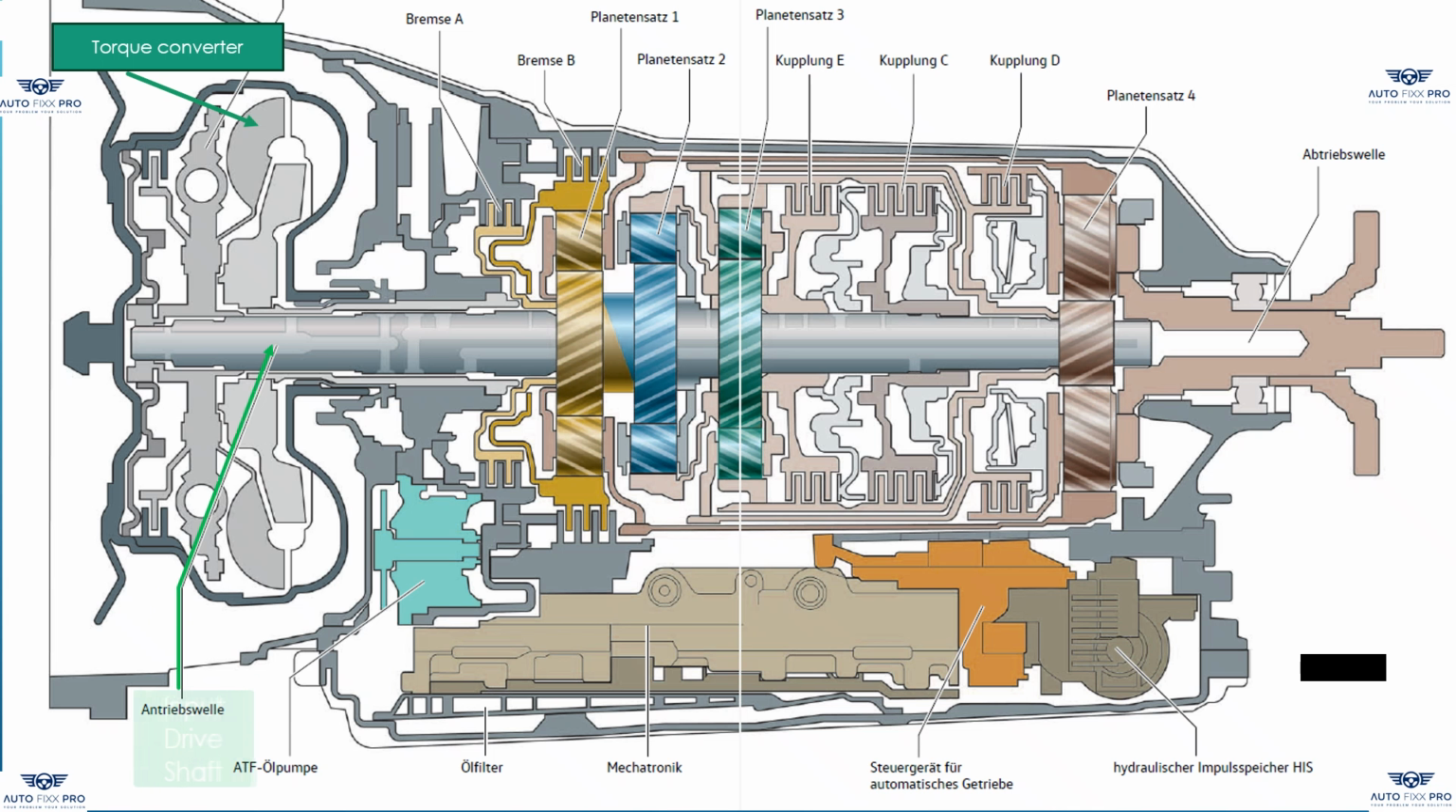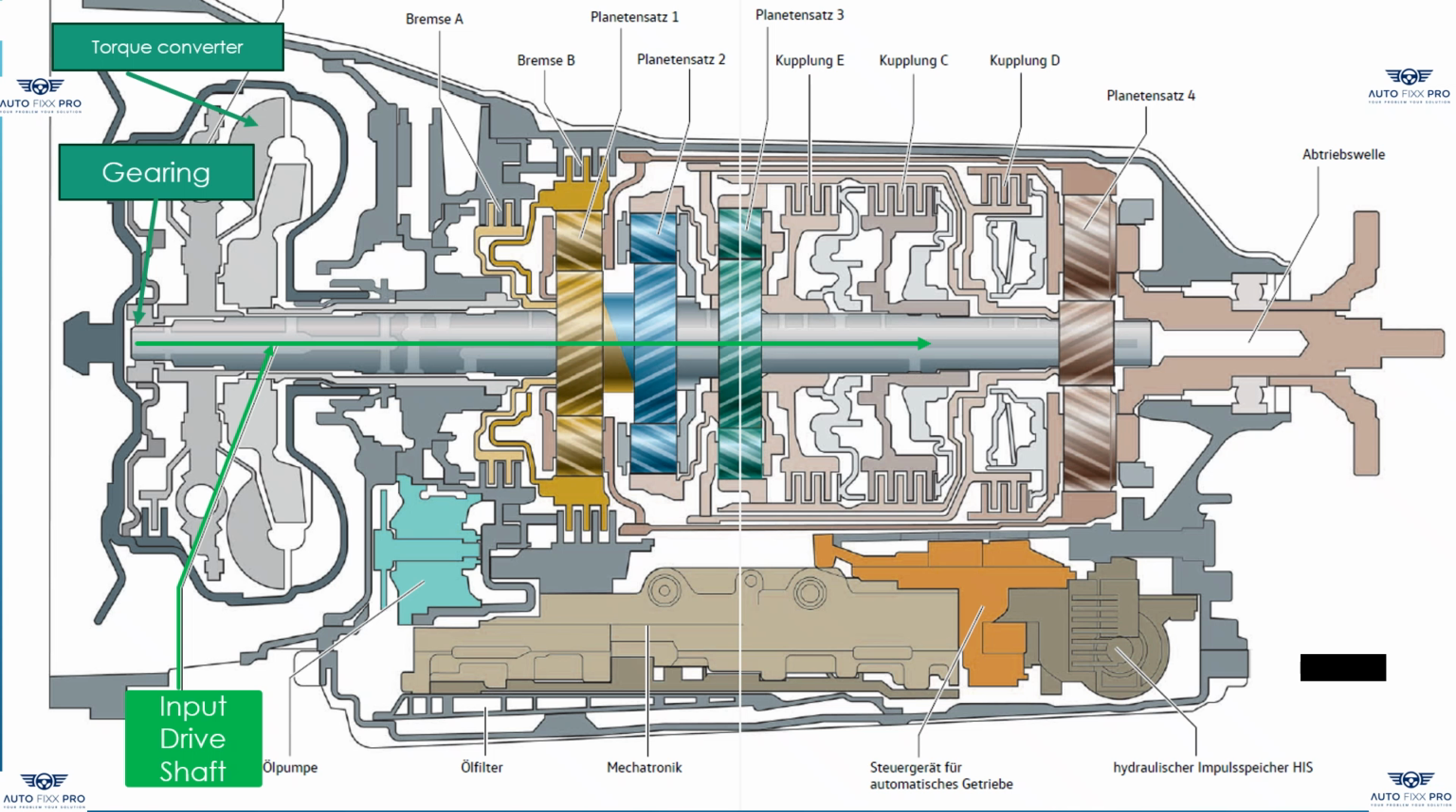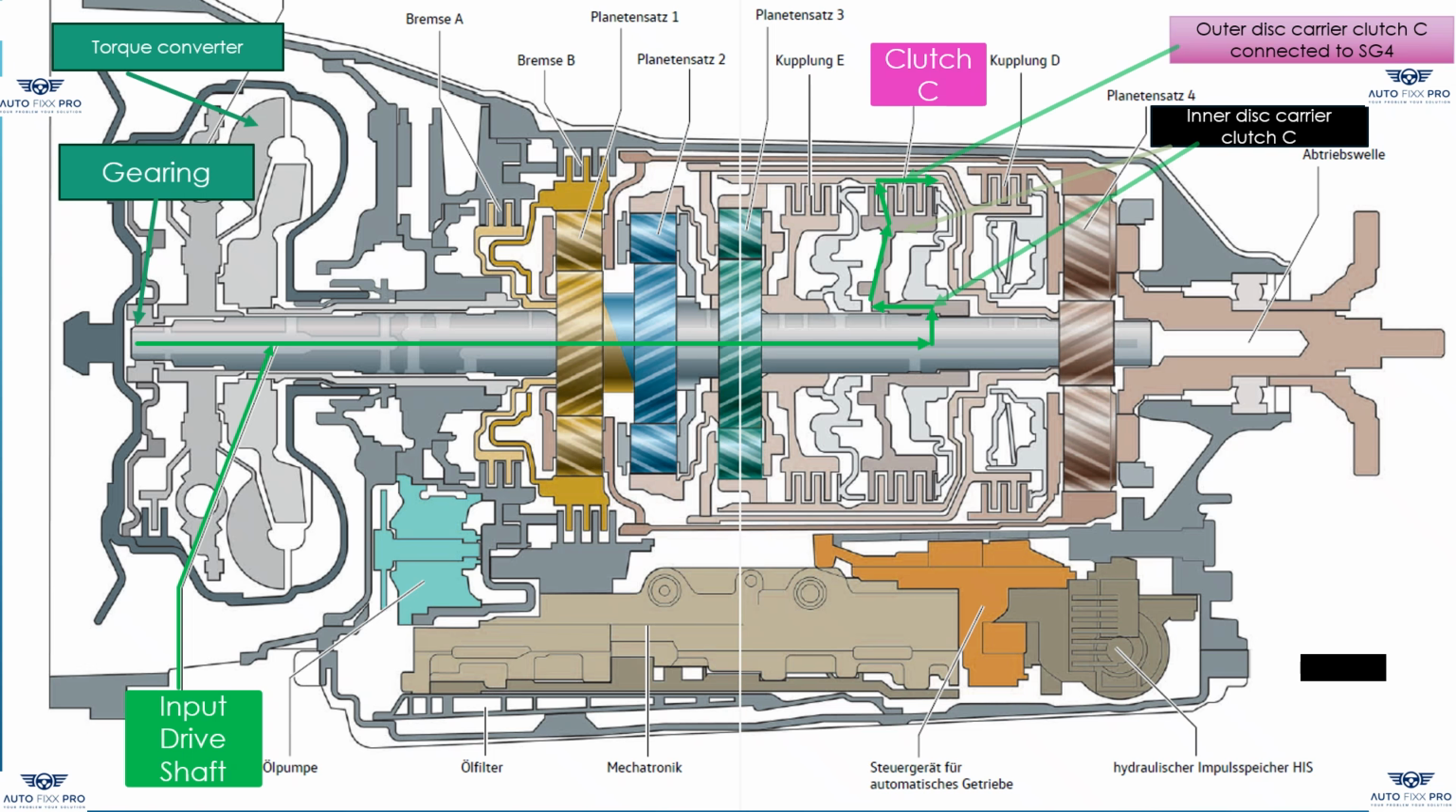The force is applied via the drive shaft or transmission input shaft. This is connected to the turbine wheel of the torque converter via a gearing. When the turbine wheel of the converter rotates, the drive shaft rotates. The inner disc carrier of clutch C is located on another gearing of the drive shaft. When clutch C closes, the force is transferred from the inner discs to the outer discs, and thus to the outer disc carrier of clutch C.